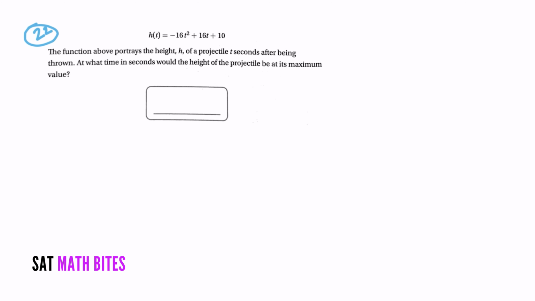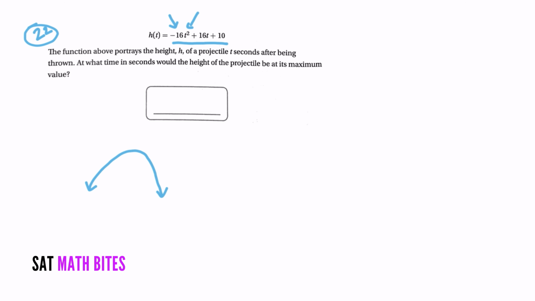In problem number 22, we have a projectile that is being thrown that follows this equation. We know that this equation is going to be a parabola because of the t squared, and we know that the parabola is going to open down because of the negative coefficient. So roughly, the trajectory would happen like that.